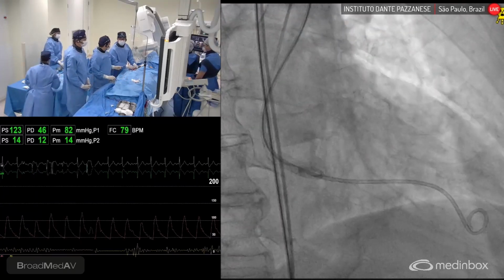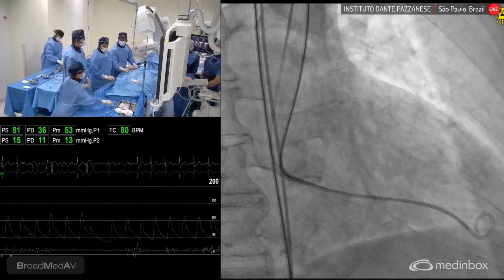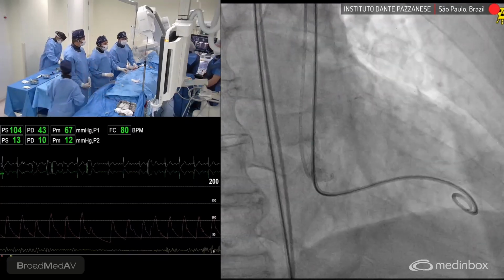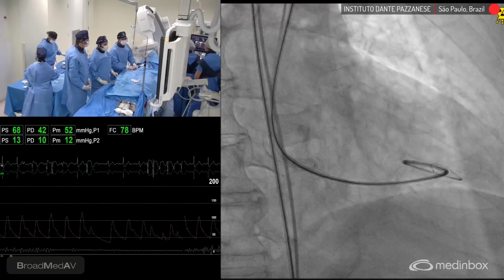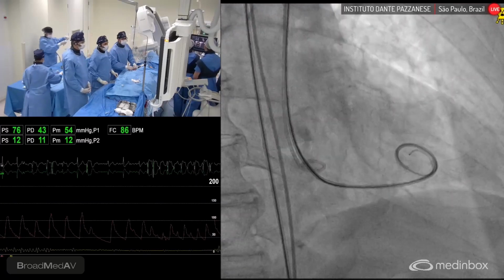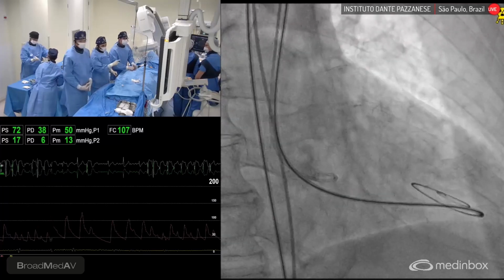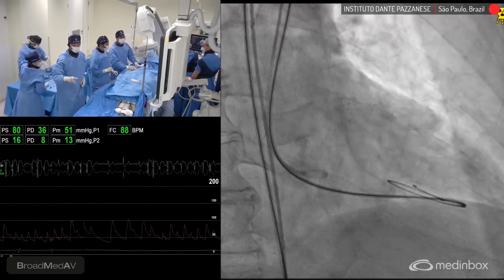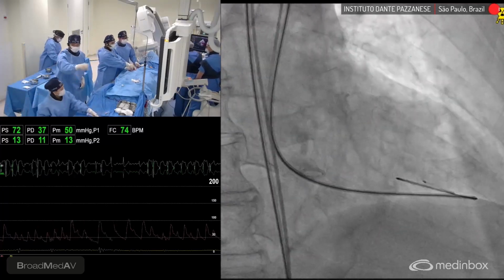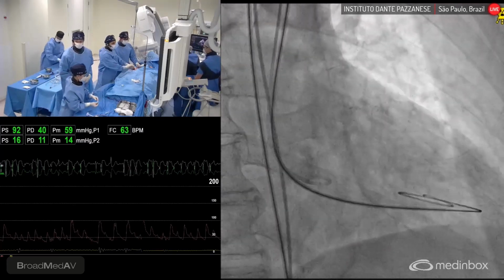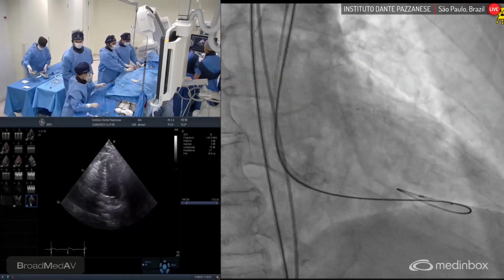Is this the Confida or the Safari wire? I think this one is the Amplatz one. Okay. And now, Fausto, we can check again on echo. Yes, with the echo imaging, please. On the screen, in the place of the hemodynamics, the echo, please. Let's see on echo also.